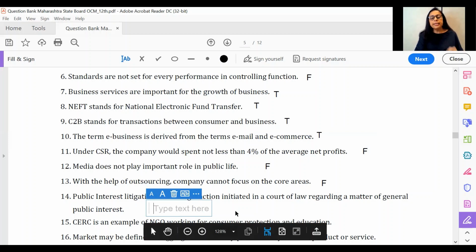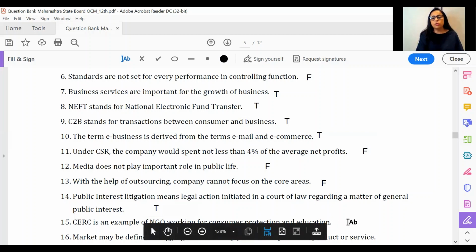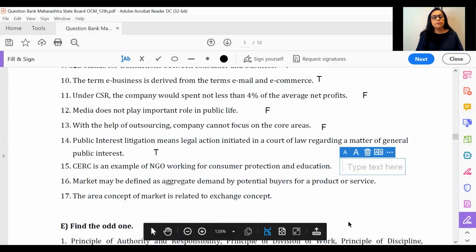PIL is a legal action initiated in the court of law for public interest. So it's not a particular victim who is going to file a PIL. It is in general public interest. So true statement, please remember this. Again, another important type of an objective, we can say.